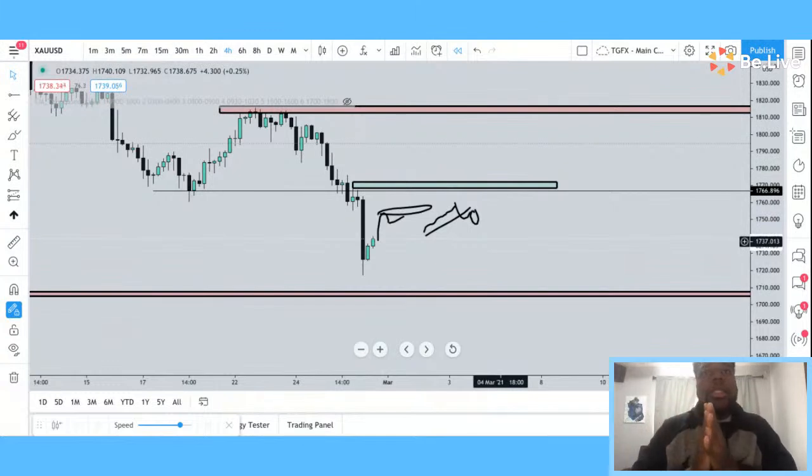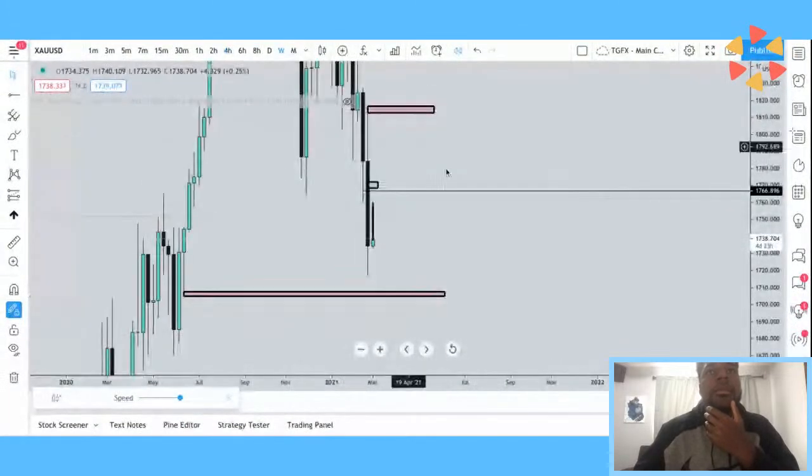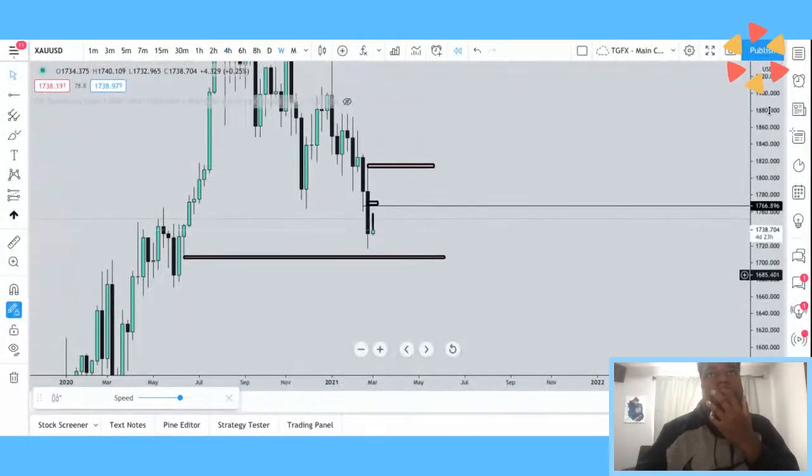But yeah, so that's what I'll be looking for on gold. Pretty simple. We can check out the weekly real quick. Yeah, the weekly, it looks very, very solid.